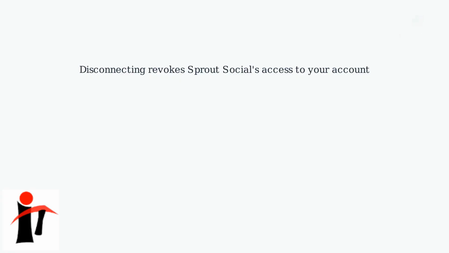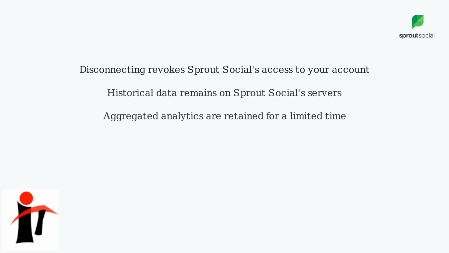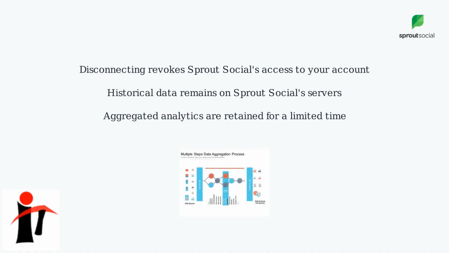When you disconnect a social media account from Sprout Social, it revokes the access that allows them to post and monitor on your behalf. However, this doesn't automatically remove all historical data from their servers. Sprout Social retains aggregated analytics data for a limited period, typically up to 30 days, unless you manually request deletion. This helps maintain historical performance insights.